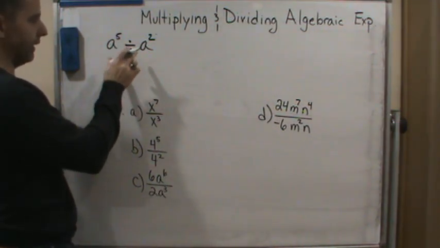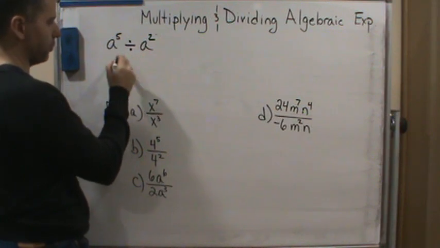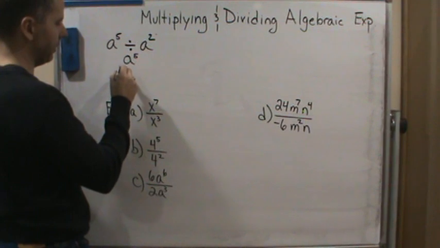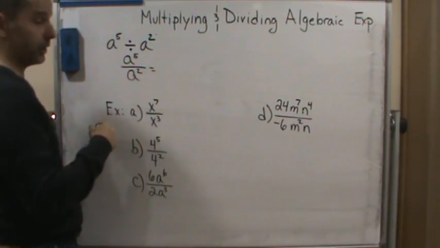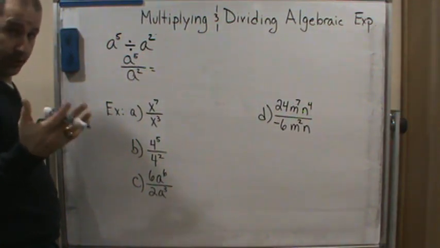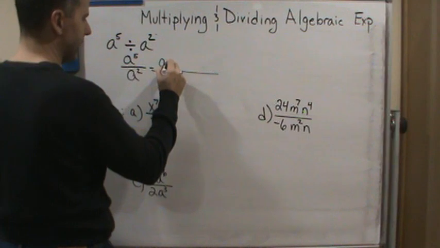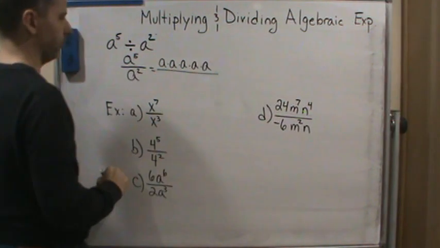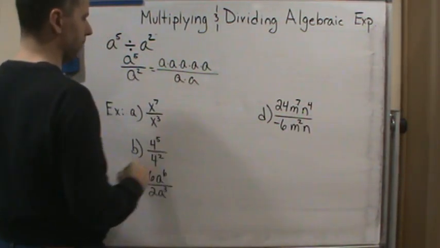Well, instead of writing it this way, we can write it with a fractional bar. So a to the fifth over a squared. And then we could use the definition of an exponent, right? So we can write this as a times a times a times a times a, and the bottom is going to be a times a.